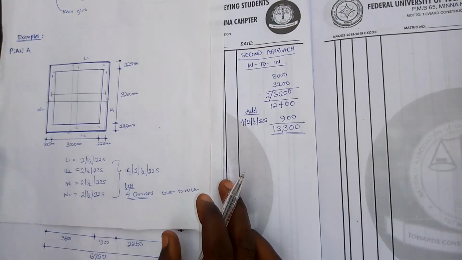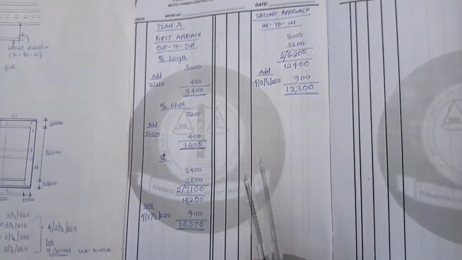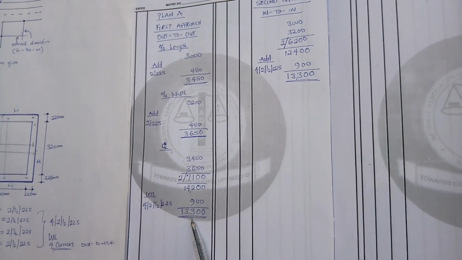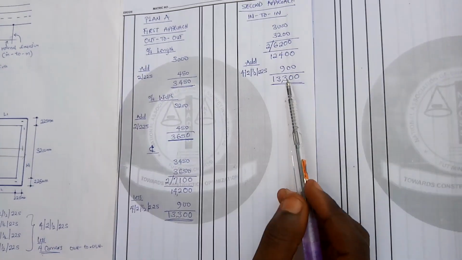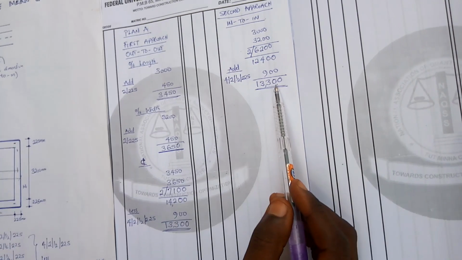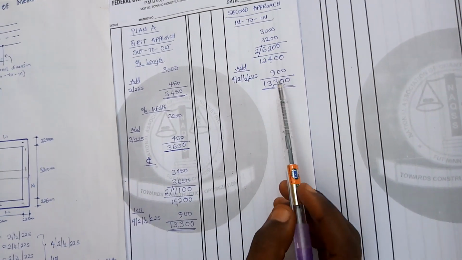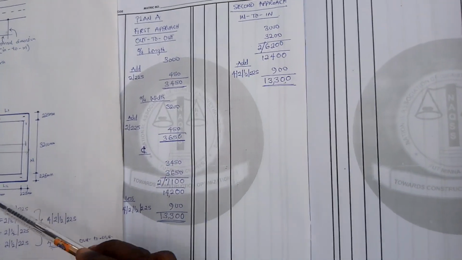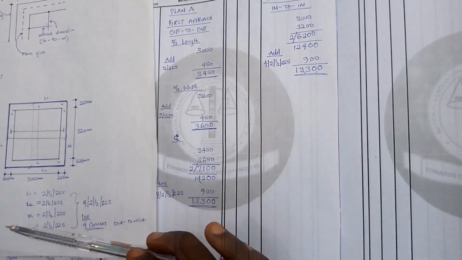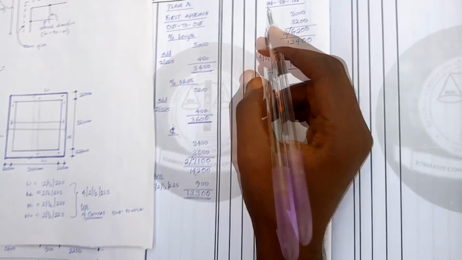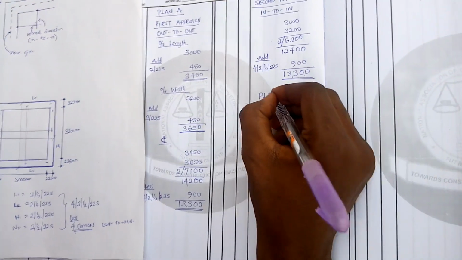Now as you can see, when I made use of the out to out approach, I ended up having 13,300, and when I made use of the in to in approach, I also ended up having 13,300. So whichever the case may be, just have a perfect understanding of your dimension in the plan, and you'll be good to go when it comes to the calculation. Now moving down to plan B.